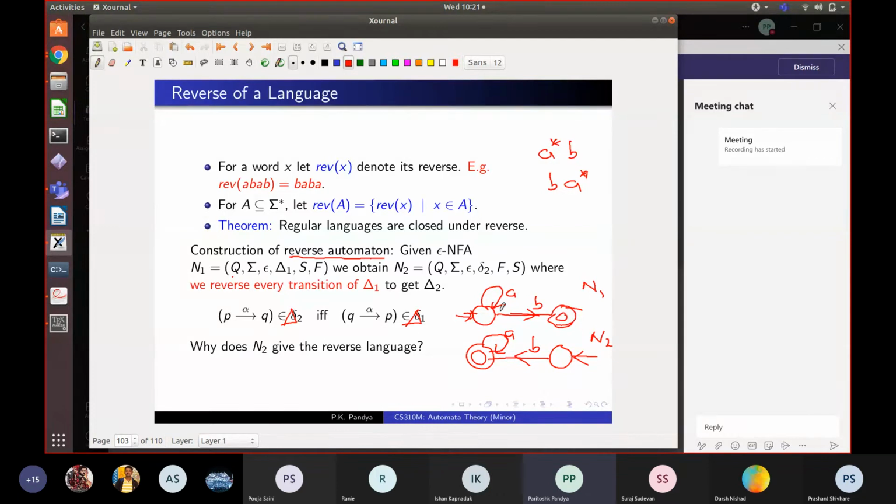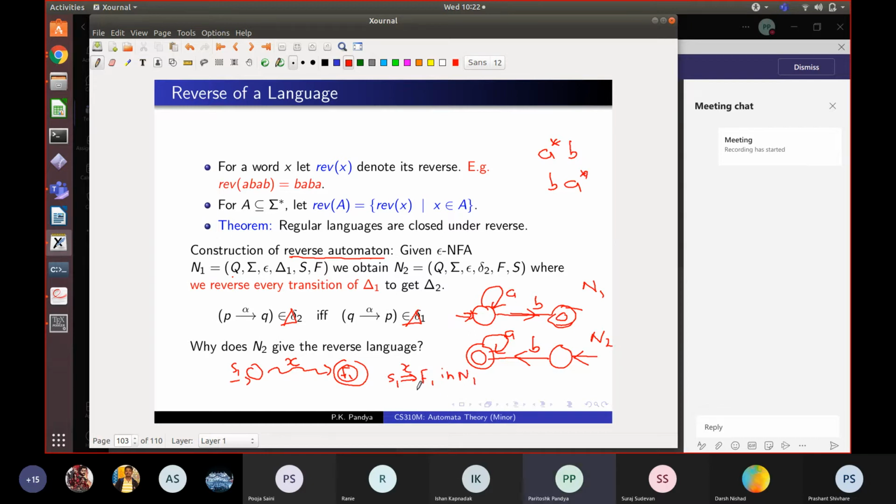I mean, N1 is some automaton. Here I have just given an example. What will be there? From some start state S1 of N1, there will be a path which will take me to some final state of N1 called F1, right? Maybe from S2 it will take me to some F3, but there is a path from a start state to a final state on some word X in N1. That is, S1 on X goes to some F1. Here S1 and F1 are some arbitrary start state and final state in N1, right?